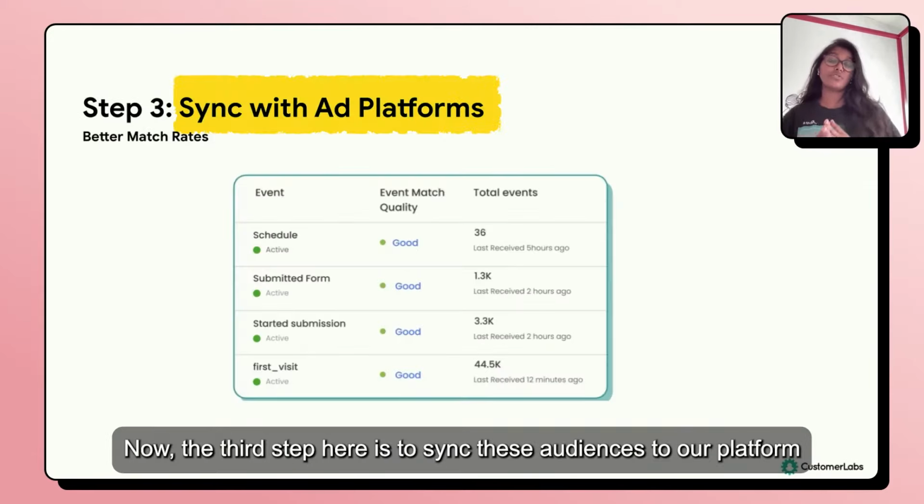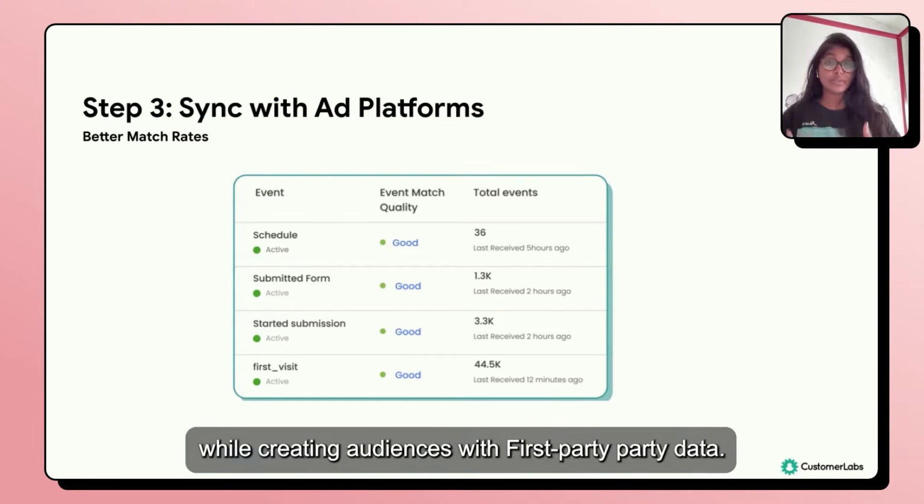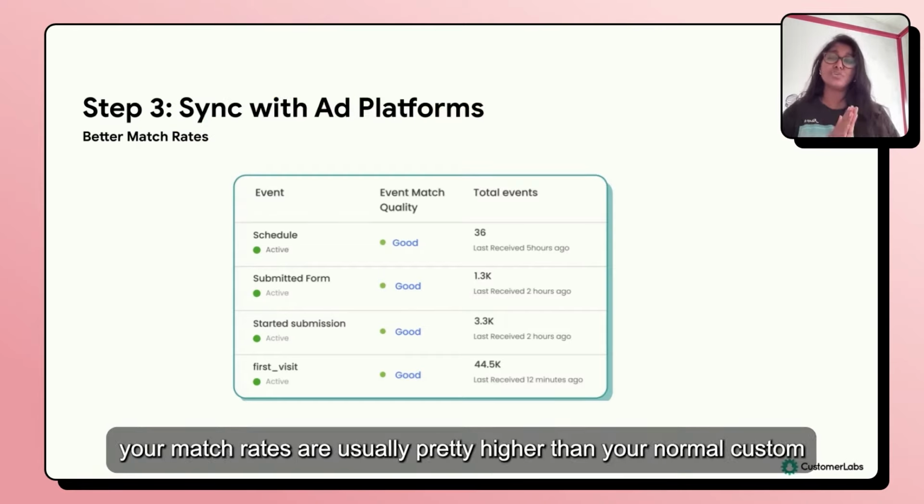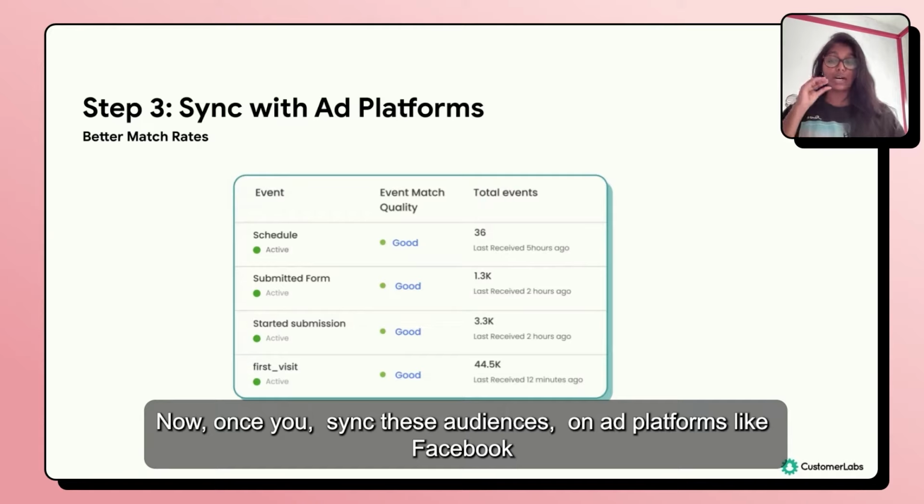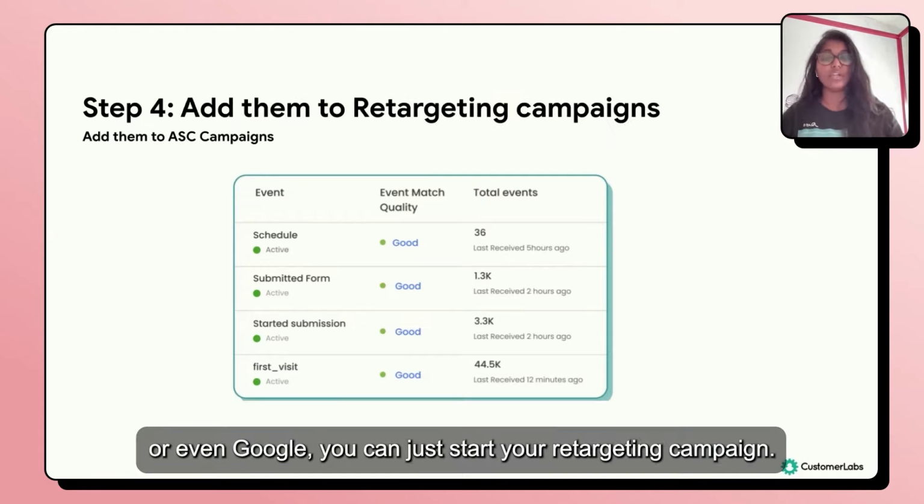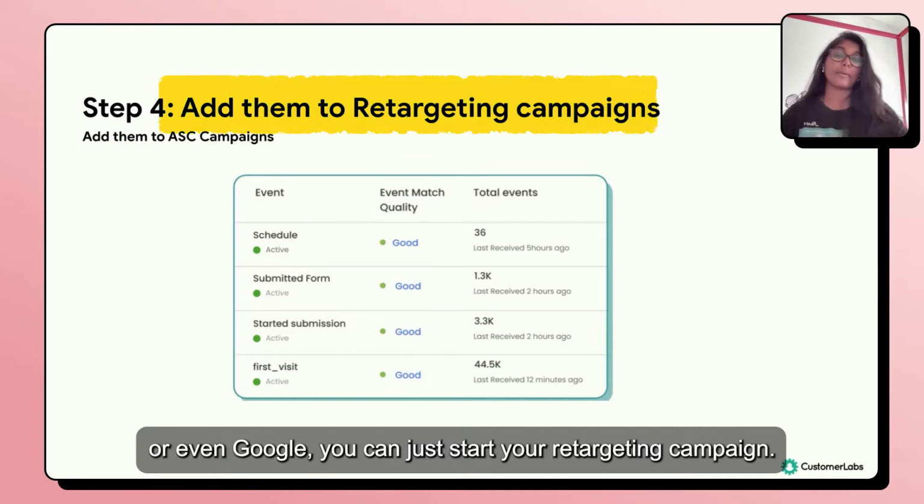Now, the third step here is to sync these audiences to ad platforms. While creating audiences with first party data, your match rates are usually pretty higher than your normal custom audiences that you create on Facebook. Now, once you sync these audiences on ad platforms like Facebook or even Google, you can just start your retargeting campaigns.